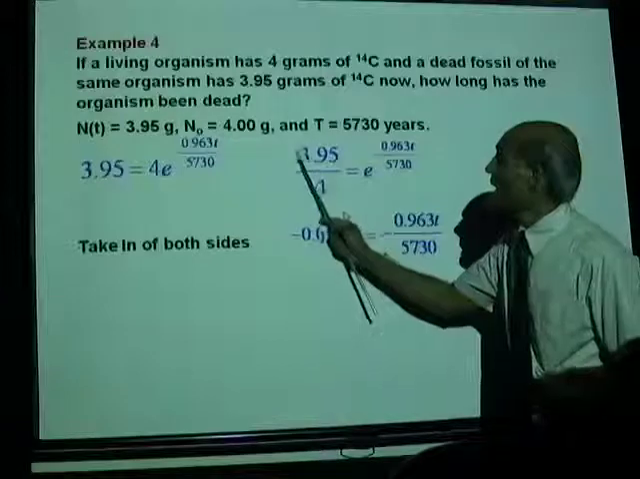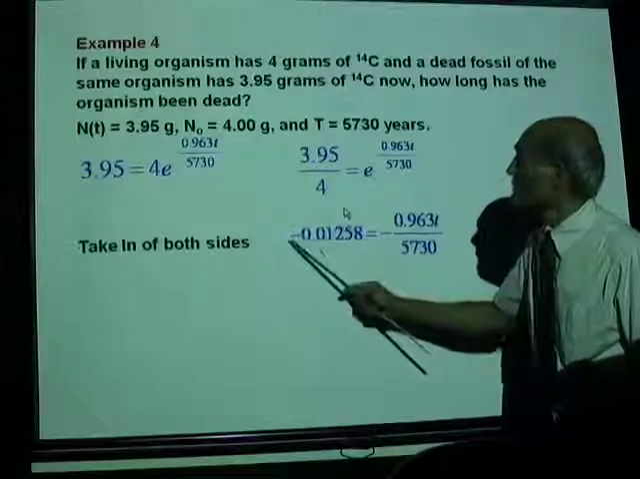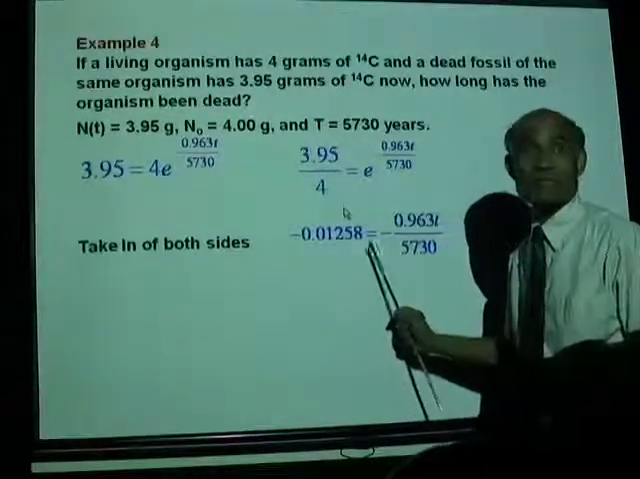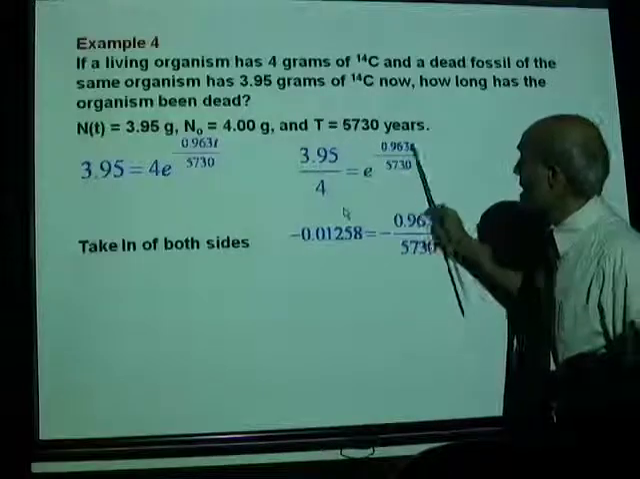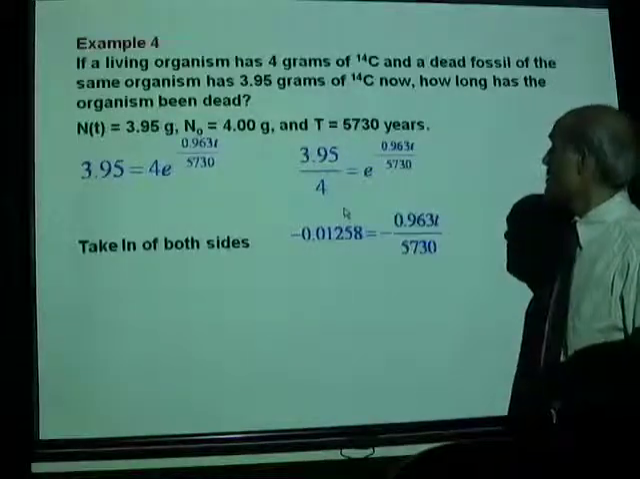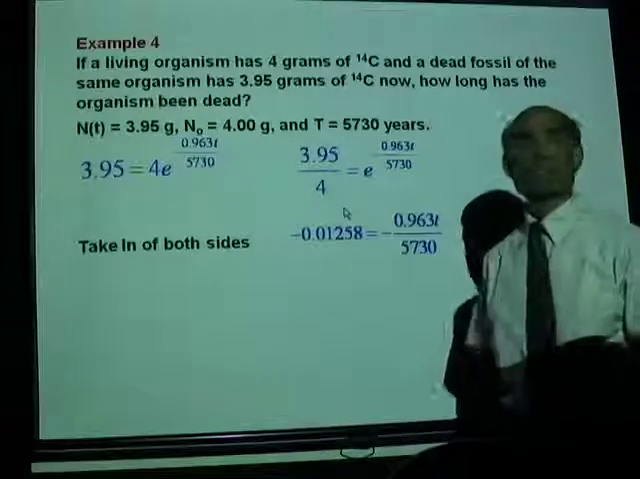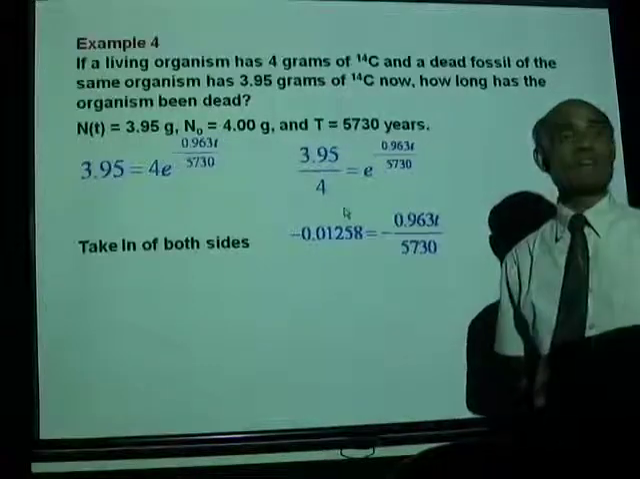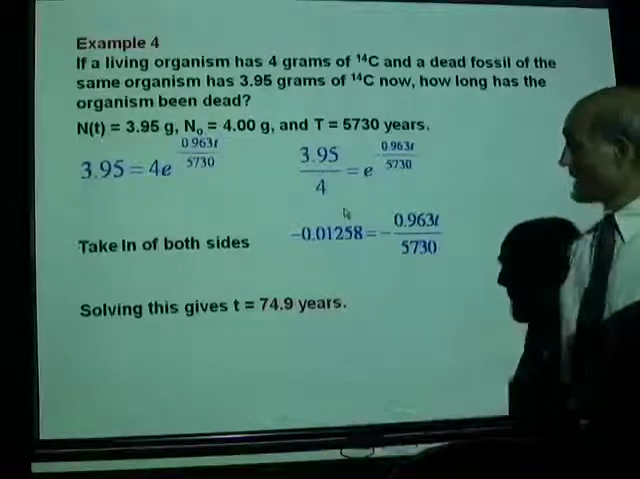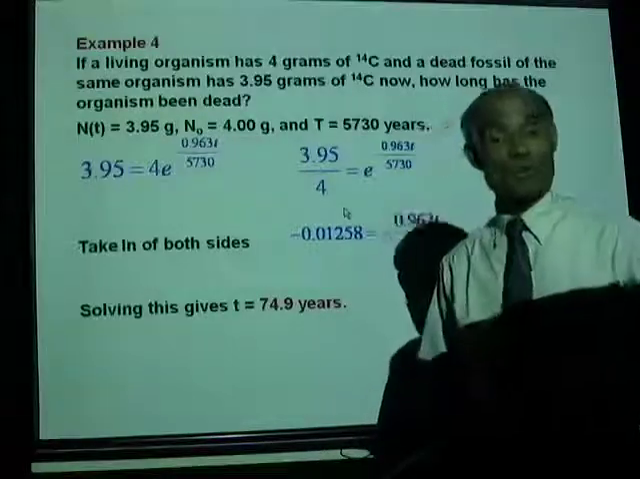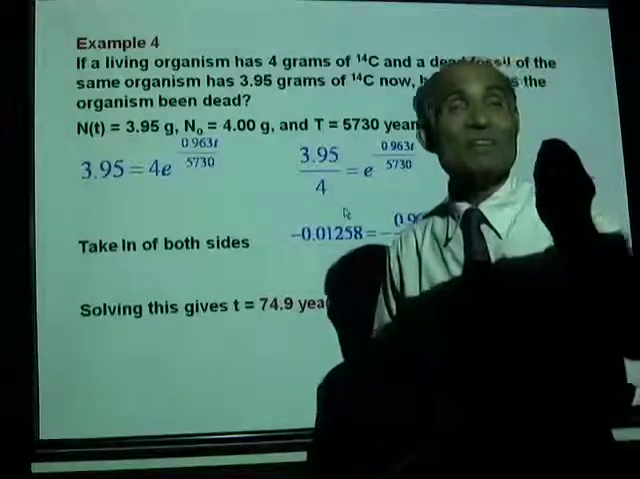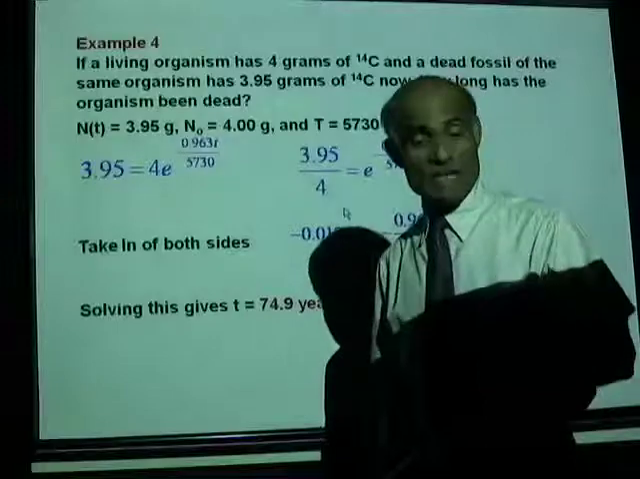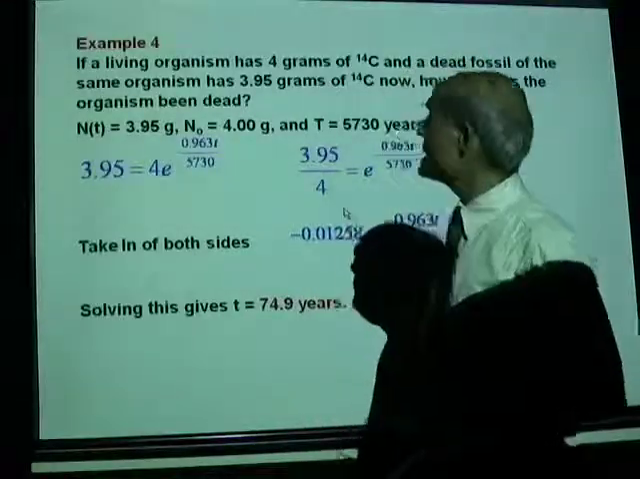So that gives me ln of 3.95 divided by 4 is negative 0.01258. Check that on your calculator. Equal to ln of the right side, which will be this quantity, negative 0.963 t divided by 5,730. And that's a simple equation. You can solve for t from there, and that gives you t equal to 74.9 years. You see, you can calculate the number of years that organism has been dead using that simple data. A very, very neat way to do that.